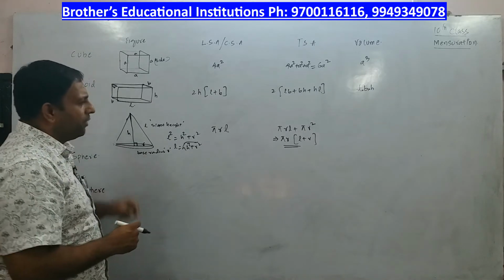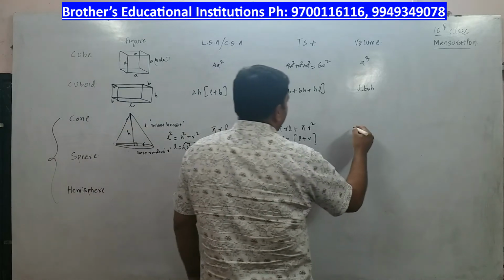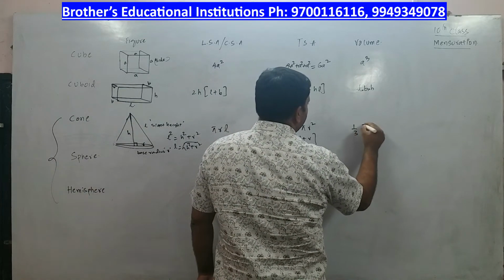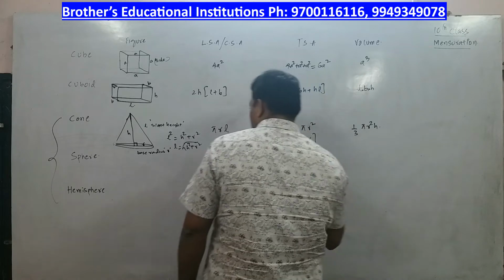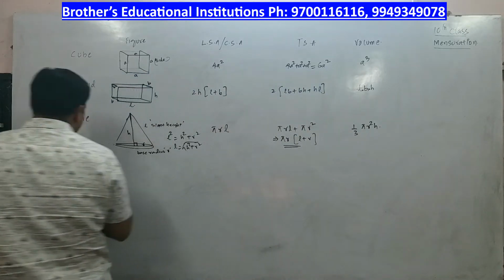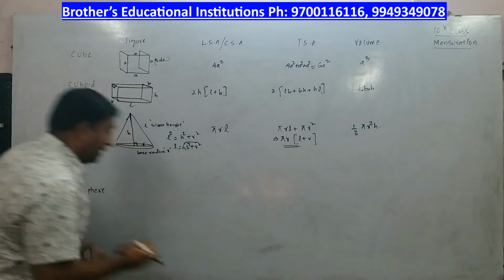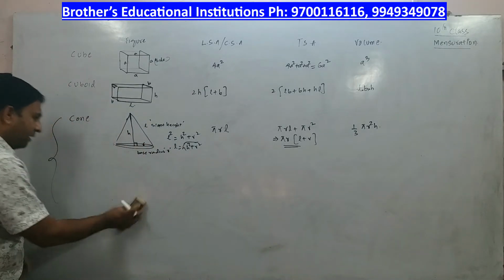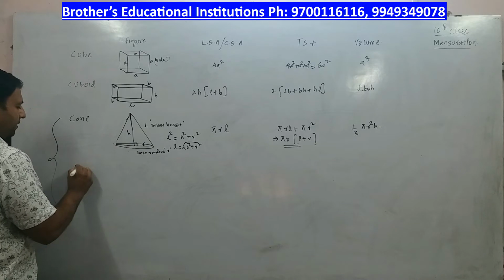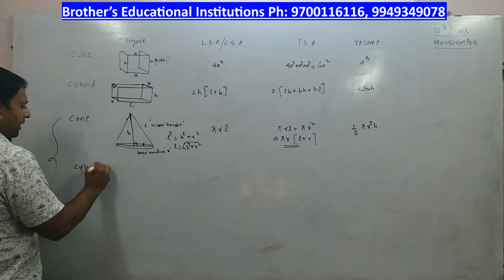Now what is the volume of a cone? The volume of a cone is 1 by 3 pi r square h. Now here, when I am dealing with cone, I want you to deal also with cylinder. So instead of going for sphere, let us first deal with cylinder, because they are related.